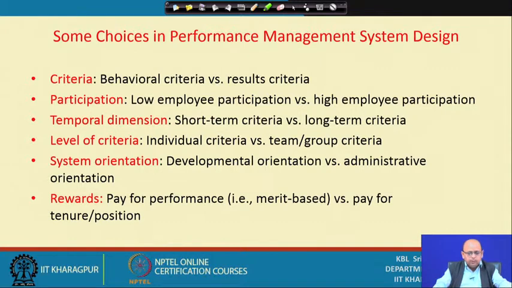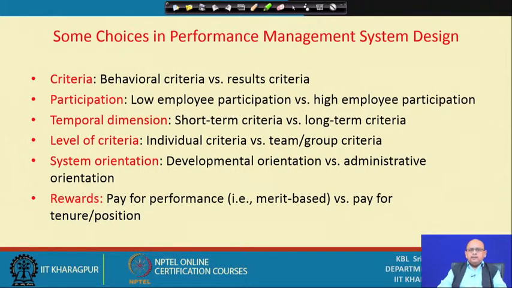Now, what are the choices that you have when you design a performance management system based on what we have discussed related to strategic plan? Okay. The choices include what criteria you use for evaluating performance, behaviors or results, which we will take up later. Who is going to participate and what is the level of participation, right? Employees, others, high level participation or low level participation.